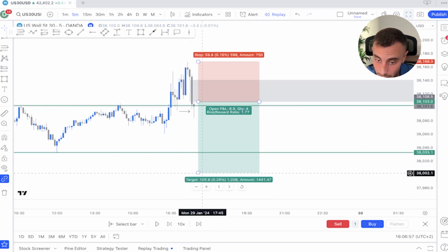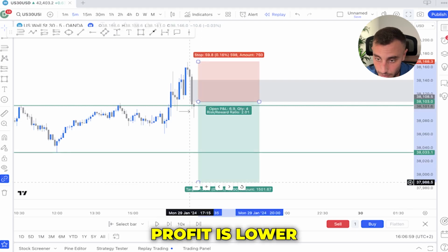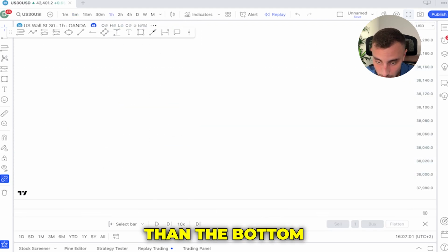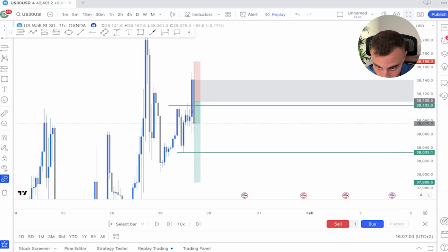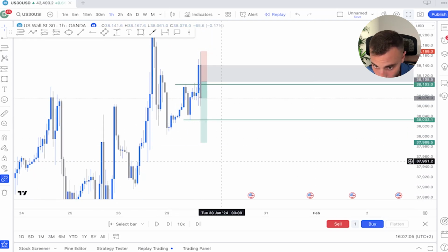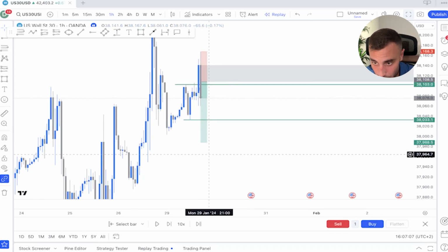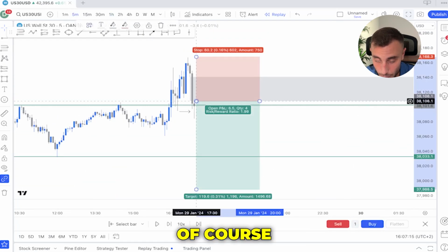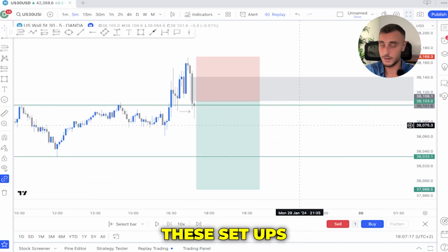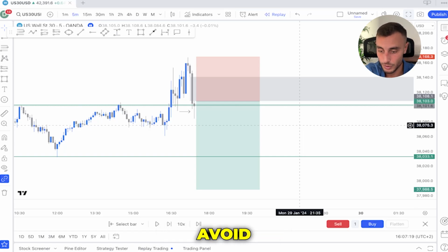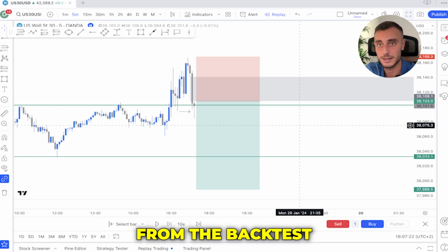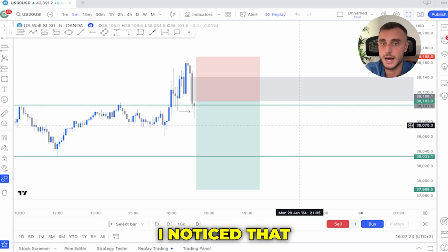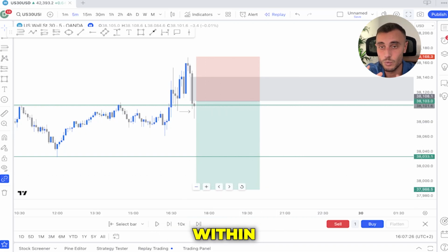Okay, so again, we have a scenario where the take profit is lower than the bottom liquidity level. And now we ask ourselves, okay, can we travel this distance? Yes, we can definitely travel it, but again, this would be a trade that I wouldn't take. So yeah, of course you can have more trades if you take these setups as well, but I personally avoid taking these setups because from the backtest I did, I noticed that it is good to have the take profit within the range.